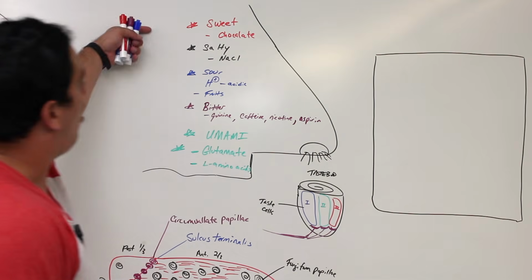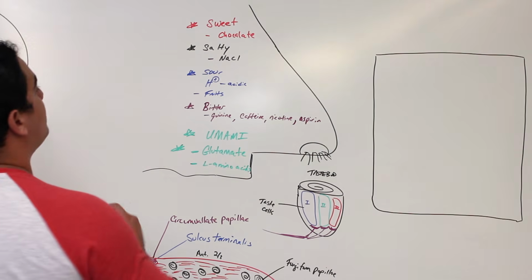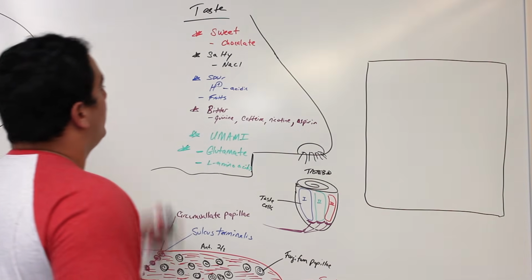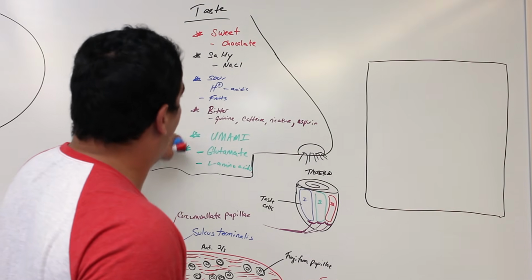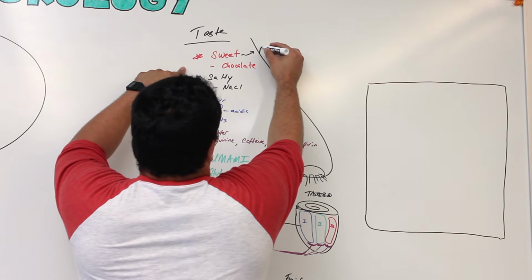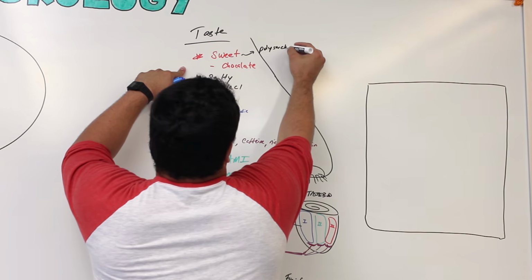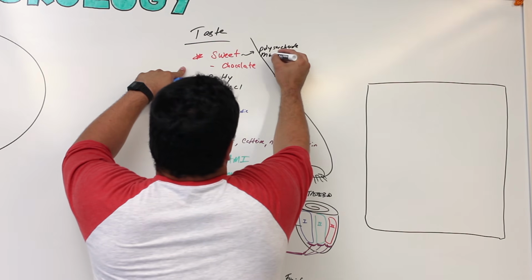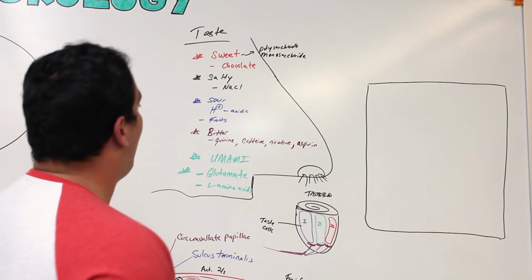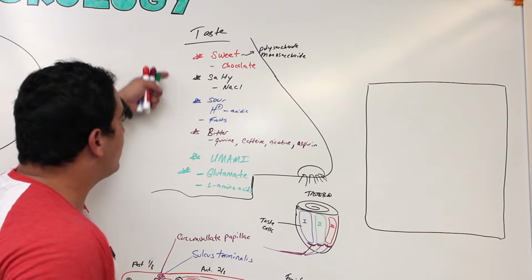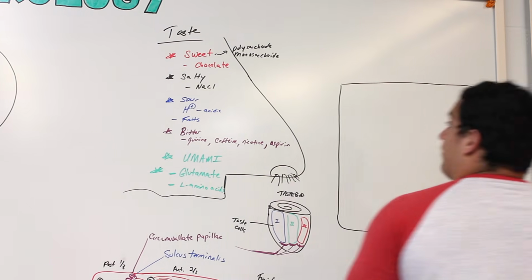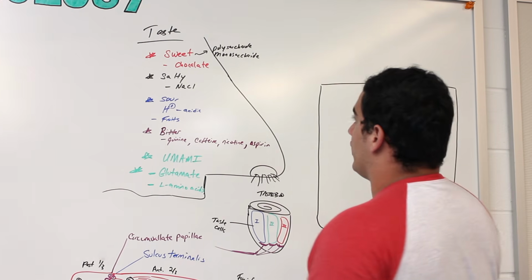All right, so now we have all of these different categories of taste. So these are my taste categories. And again, it's sweet, salty, sour, bitter, umami. And again, sweet, I said, would usually consist of some type of polysaccharide or monosaccharide. All right, cool. Now, let's see how these different substances activate a taste cell. Let's start with the first one, going down in order, sweet.